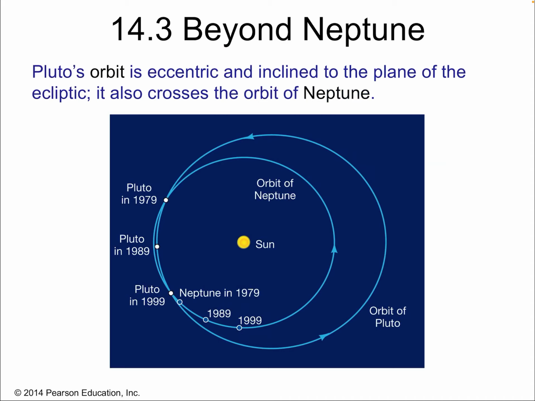Okay, so here's Pluto's orbit. It's eccentric and inclined to the plane of the ecliptic. It crosses the orbit of Neptune. So sometimes Pluto is actually closer to the sun than Neptune is, as we can see here in 1989, for example. Right? It's a very, very long orbit.